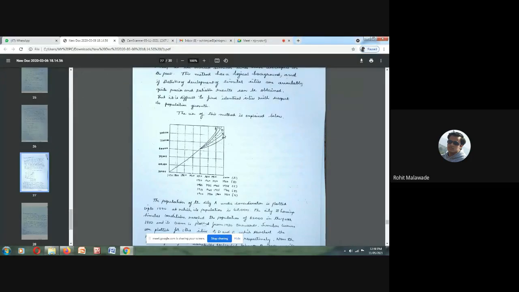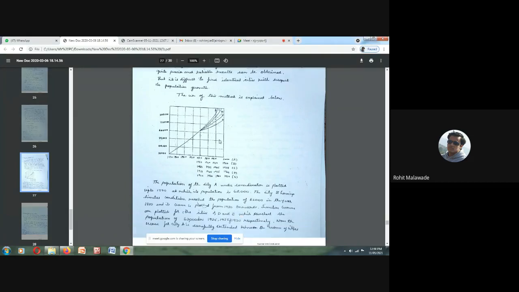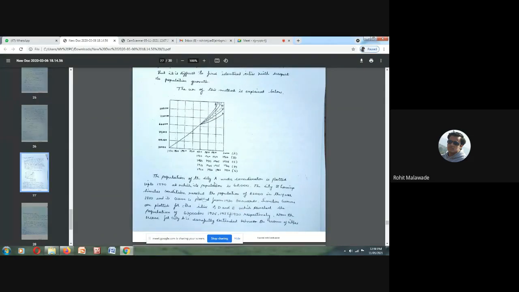Here we are going to have these kinds of expected population. Now the population of city A under consideration is plotted up to 1970. This is the city A population. How much is it? It is 62,000. We are determining A as 62,000.